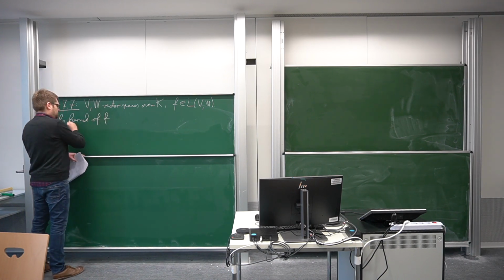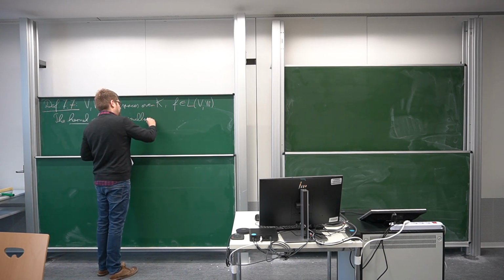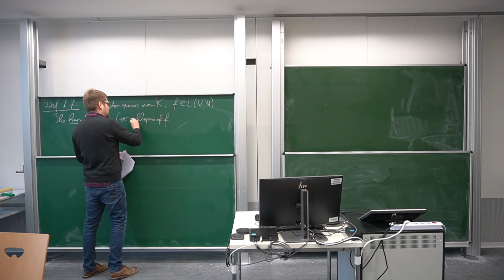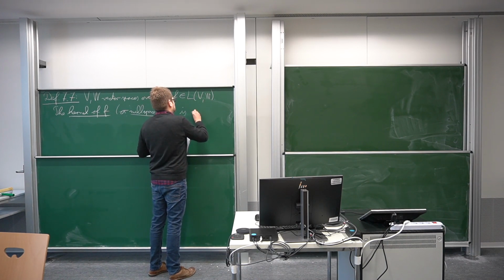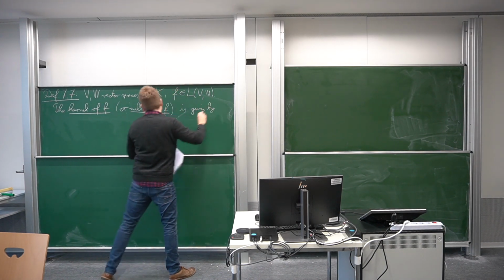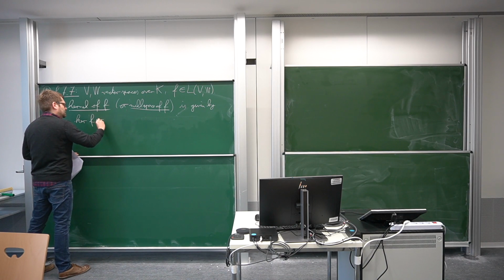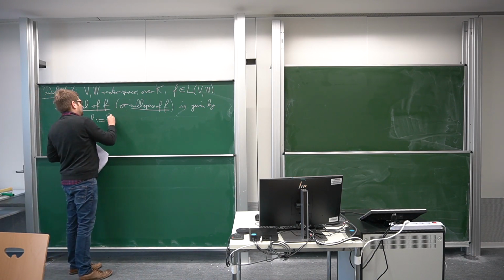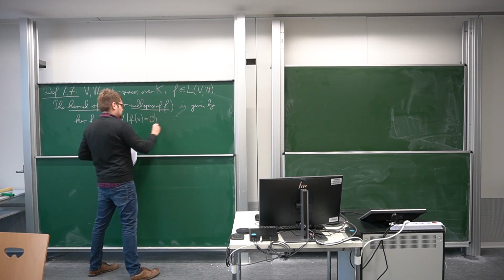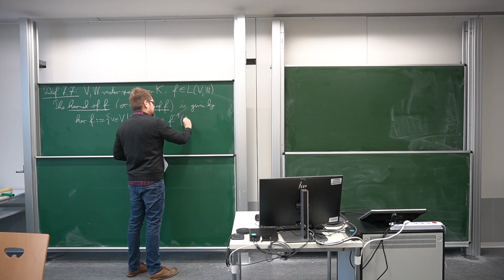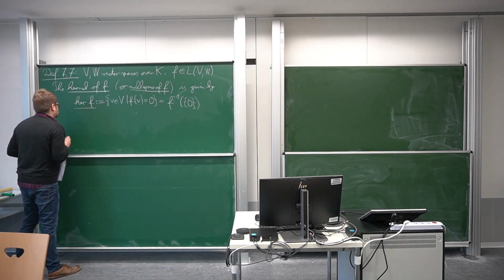of F, sometimes also called the null space of F. I think, for example, the book of Axler that I recommended writes null space. This is by definition denoted by ker F. This is the set of all vectors in V such that F of v is 0. So, in other words, the pre-image of the set which contains only 0. And so this is the notation here.